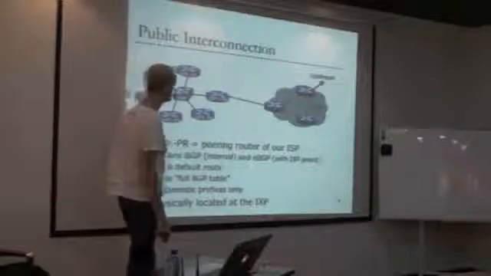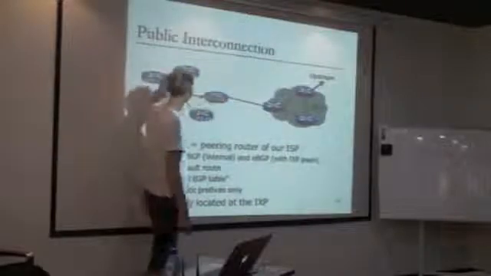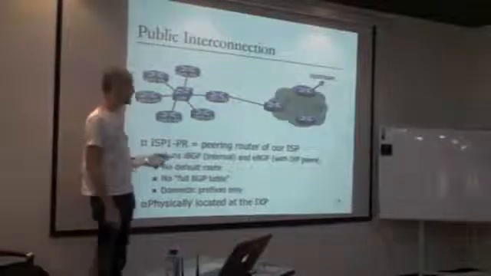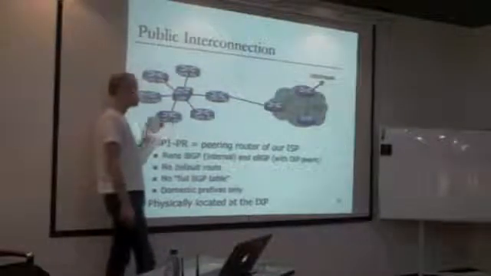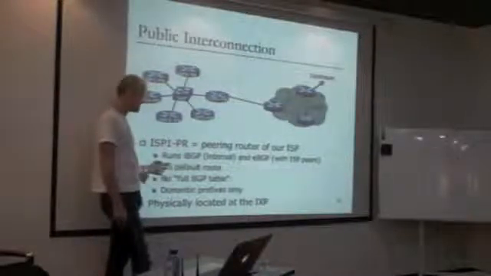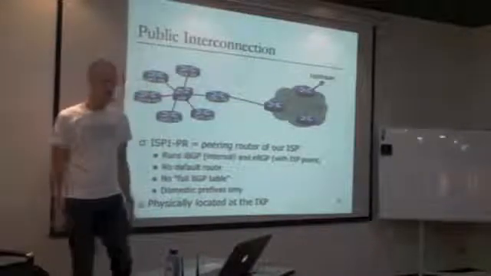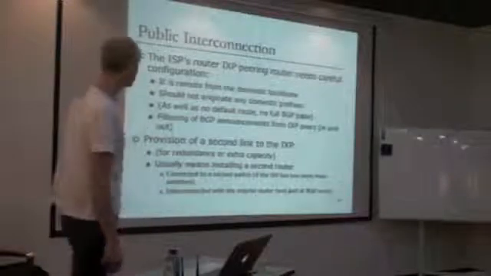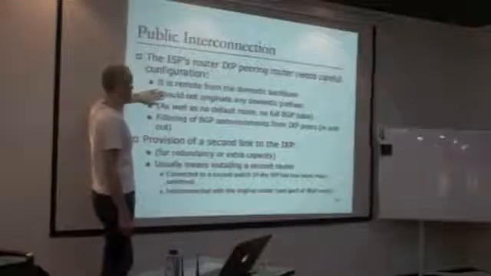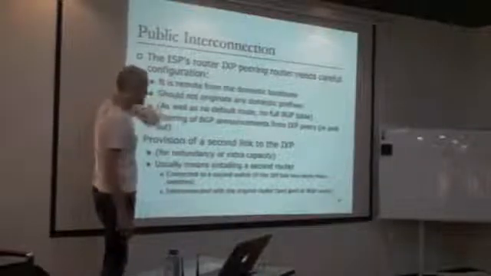So it's something like this. You've got the ISP network over there. The peering router is at the exchange point, and it peers with other ISPs at the exchange. It runs IBGP with the rest of the backbone and eBGP with ISP peers. It has no default, no full BGP table, only the domestic prefixes on it by IBGP. So you need to be careful configuring this router. It's remote from the domestic backbone, so don't originate prefixes, as well as no default or full BGP table. Need to filter in and out.